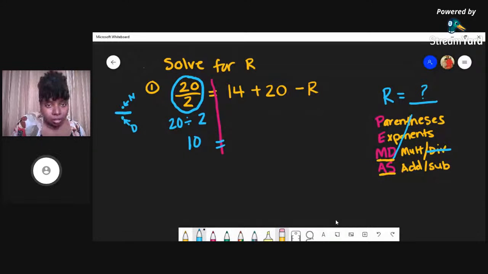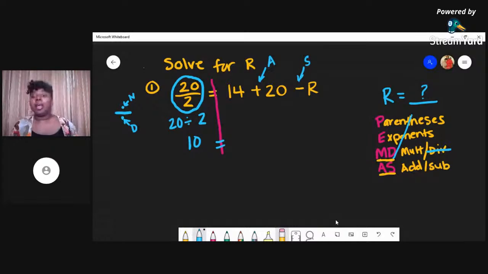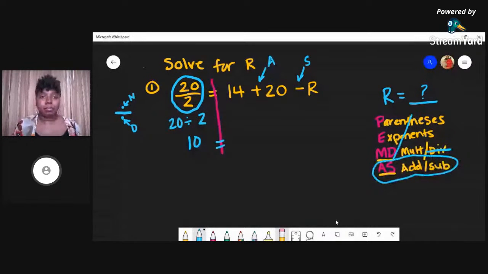Addition? There's subtraction because you have to take the R away, but we don't know what R is, so we don't know how much to take away. Okay. So now we know that addition and subtraction are equal. We just need to know which shows up first. So which is showing up first? The addition. Good. So what two numbers are you going to add together?